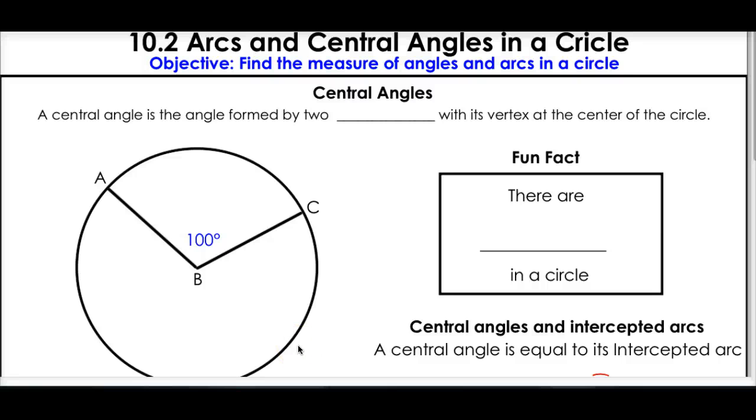10.2 is the section we're covering. We're going to be talking about arcs and central angles in a circle. All right? So let's get started on what we're learning about.